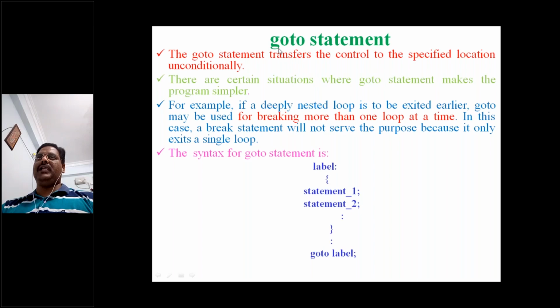And the next one here is the goto statement. So what is this goto statement? goto is the first keyword that we need to remember. And what is the syntax and all?